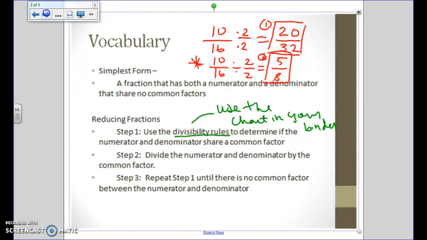Step 2 is just finding equivalent fractions using division. Division is the key. Instead of making the numbers bigger, we're actually going to divide and try to get the numbers as small as possible. Once we've divided, once there's no common factor, then we have it in simplest form.